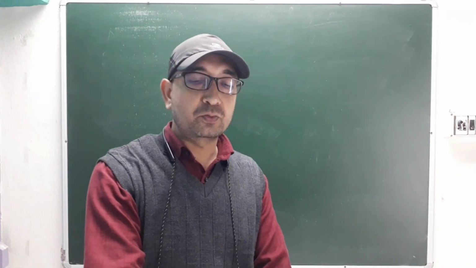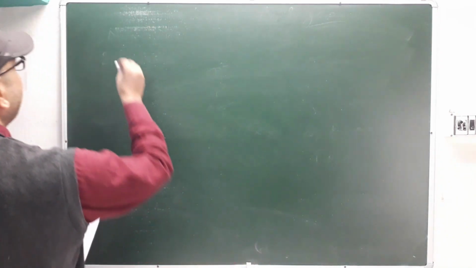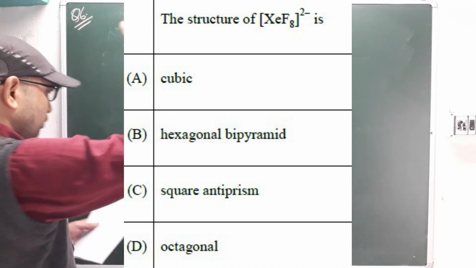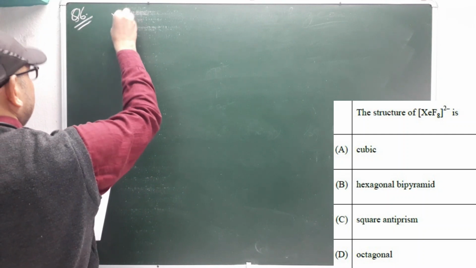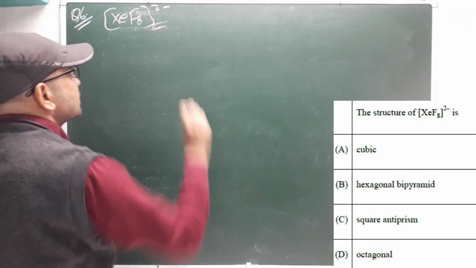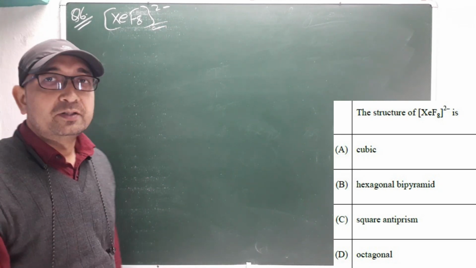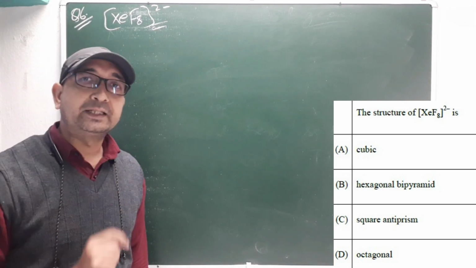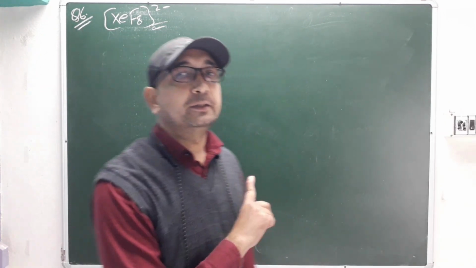So first we will take 2022. The first question itself, last year they have asked question number 6 in 2022. It has asked the structure of XeF8 2 minus. So just look into this formula. Don't get confused about what they are asking. They are asking for structure. You can see in the down left hand side.